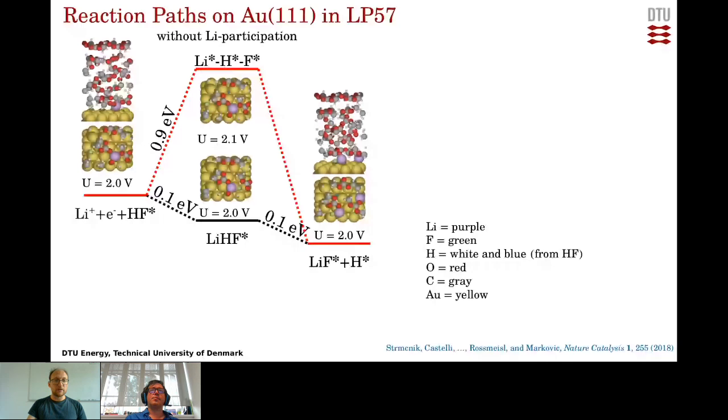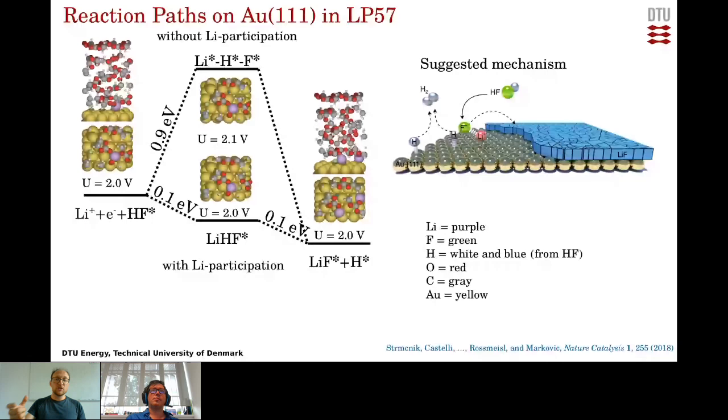The second path instead: the HF adsorbs on top of lithium, and then we split. So hydrogen will move on. And this is actually downhill in energy by around 0.2 electron volts. So we show a possible mechanism where, when lithium is at the surface, HF adsorbs on top of lithium, then hydrogen separates from this compound, finds another hydrogen on the surface, and evolves a hydrogen molecule. And what is left is just the lithium fluoride.